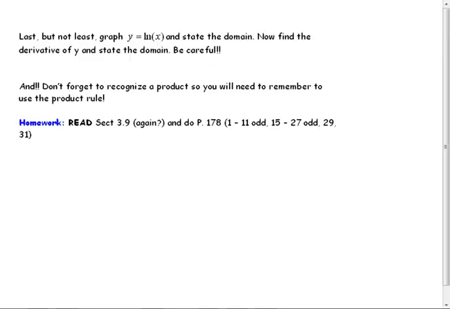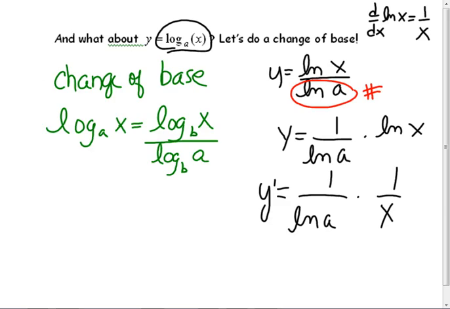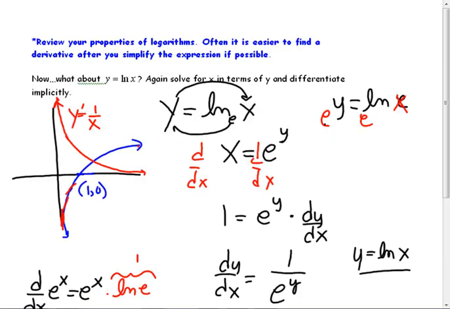One thing I forgot to do was back here, it says graph ln of x, which we did. You gotta go back and find it back here. What's the domain? I just forgot to talk about the domain here. Yes, the domain is x is greater than 0.